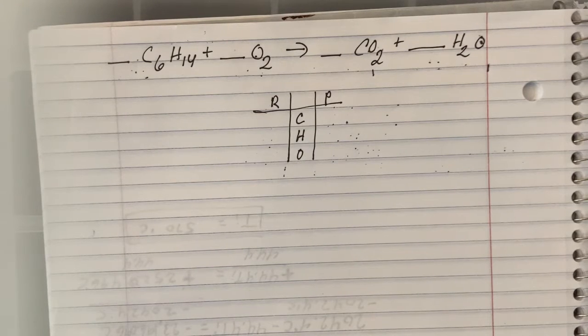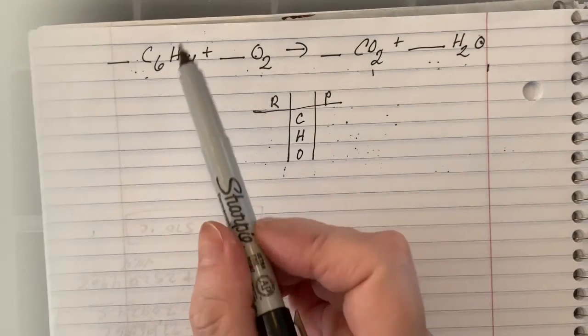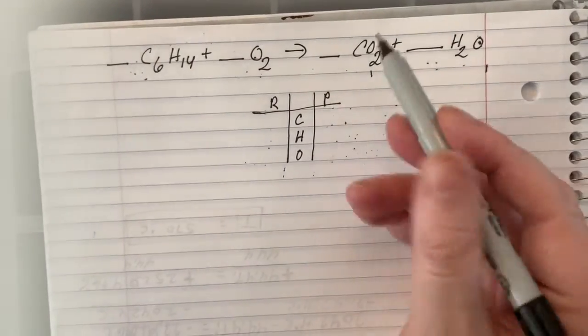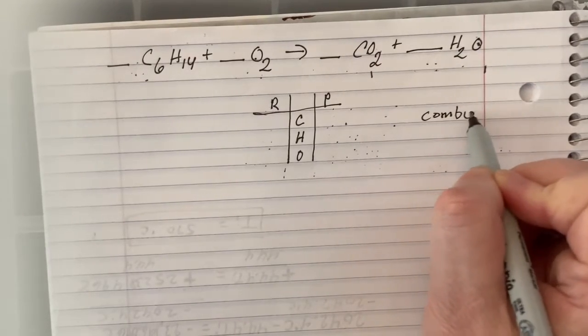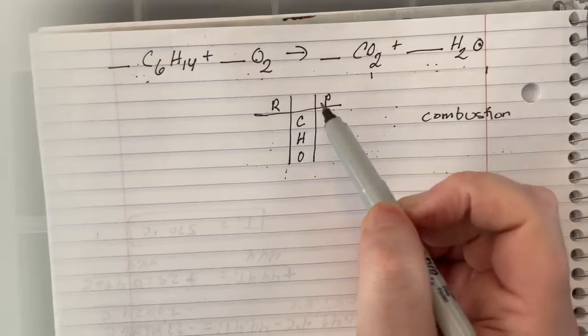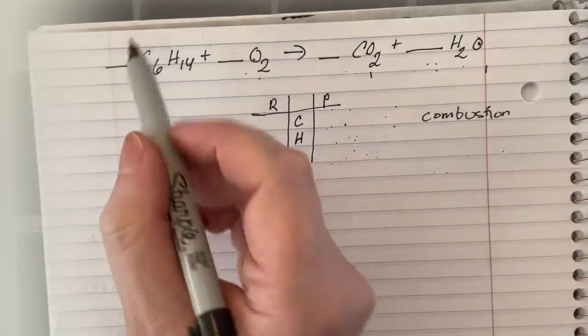Here we have a combustion equation that we're balancing. We know it's combustion because it's a hydrocarbon plus oxygen gives us carbon dioxide and water. Anytime you see that it's combustion, we are going to balance in the CHO order. So write that when you're writing your chart out.